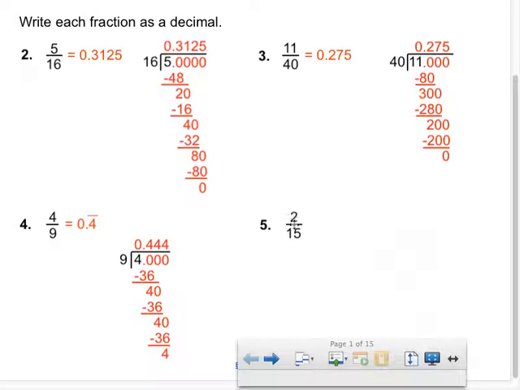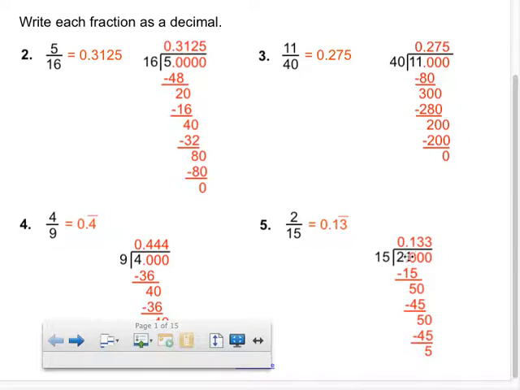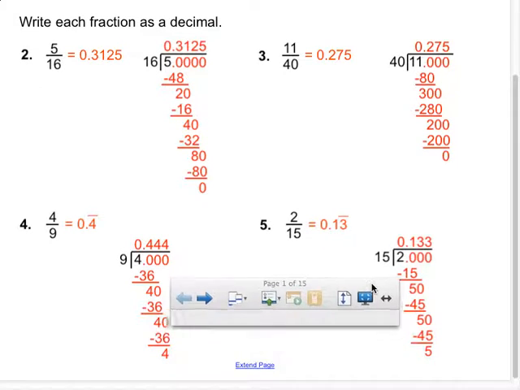Okay, so 2/15. Here's the answer. Now notice the bar is only over the 3, it's not over the 1, right? So the only thing that's repeating is the 3. So it's 0.133333. It continues on. Here's the math that goes with it. And then you could see the pattern here of why it repeats. Are we good? Okay, any questions about that? That's important for what we're doing today.